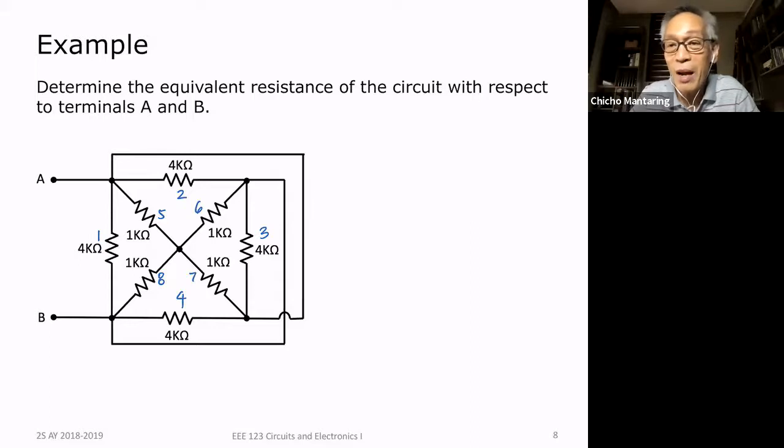Okay, so why am I going through this? You have to recognize elements that are in series and elements that are in parallel. Okay?